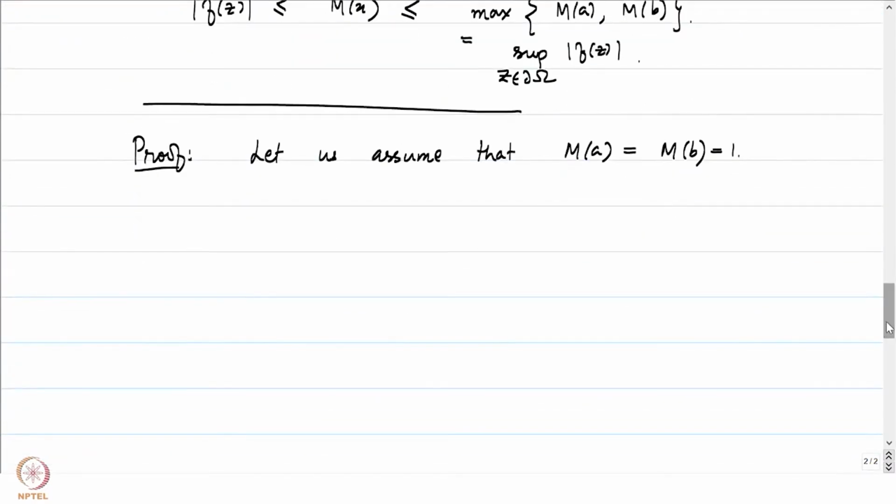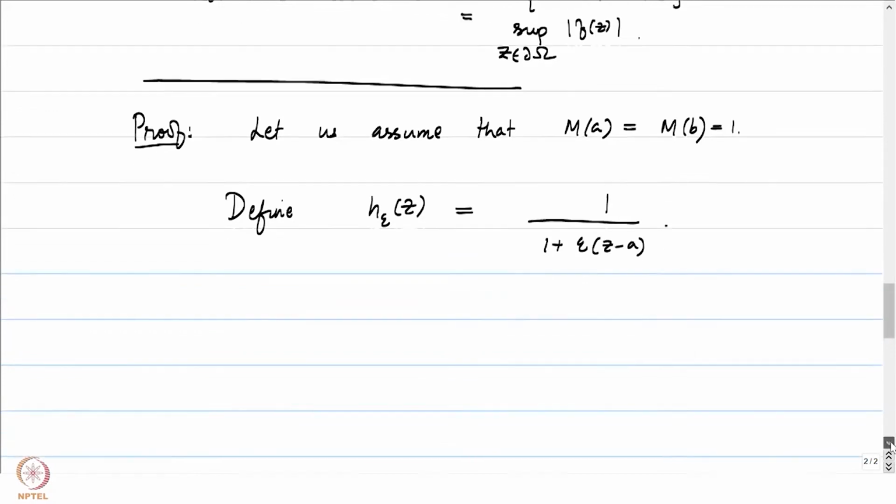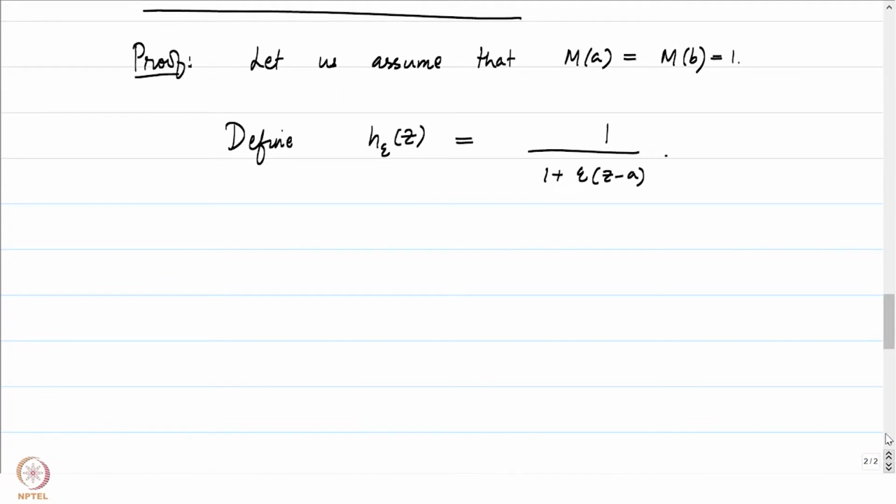Now is where the Phragmen Lindelof method comes into the picture. We are going to introduce an auxiliary function, define h epsilon of z, the auxiliary function that we will be dealing with, as 1 by 1 plus epsilon times z minus a. Let's look at this function for a few minutes.